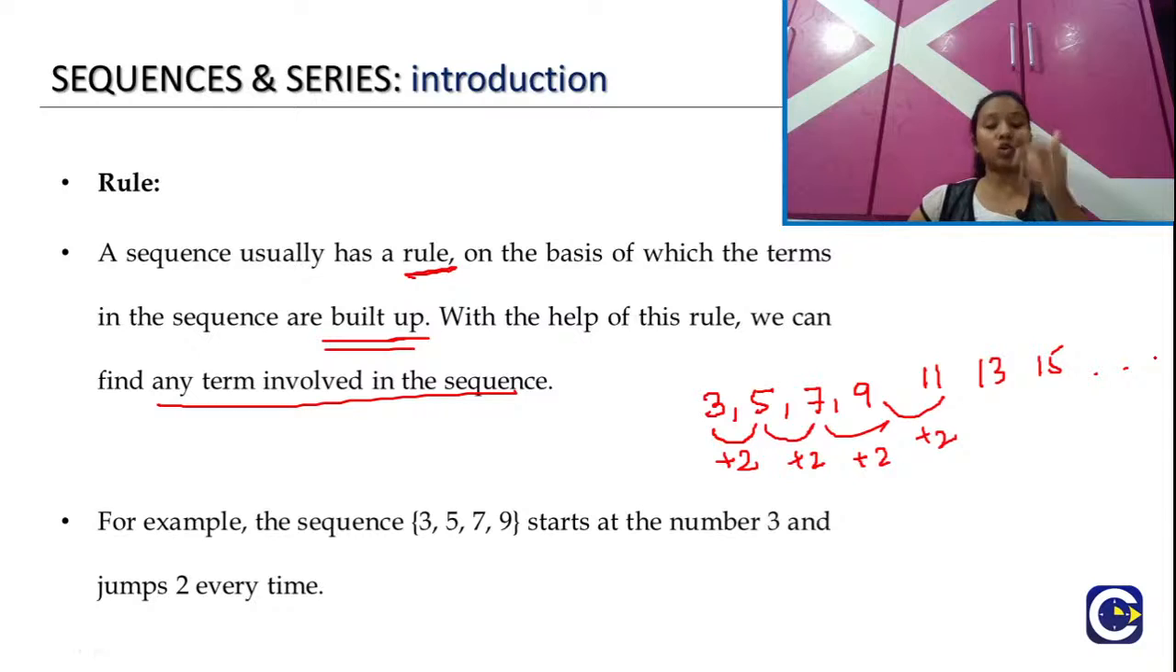So what is the rule of this sequence? The rule here is that it is jumping by 2 every time. Every term here is jumping by the number 2. So 3, 5, 7, 9, 11, 13, 15. Likewise, we can write any term involved in this particular sequence, as we are aware of the rule of this sequence.